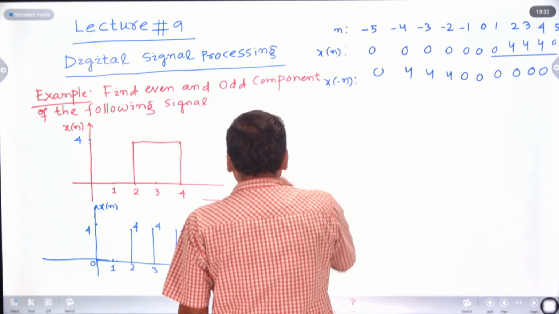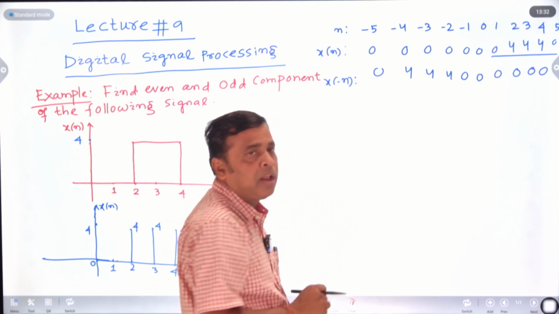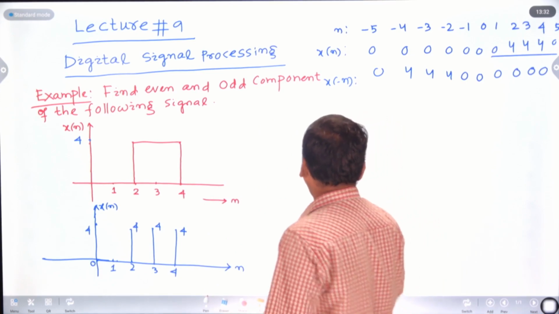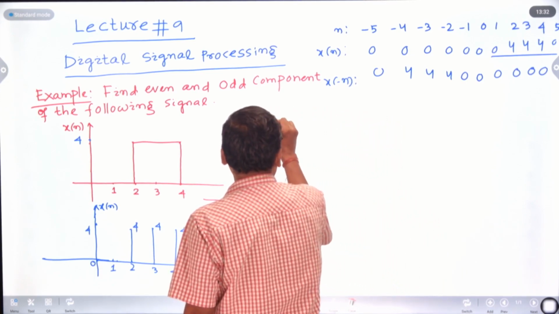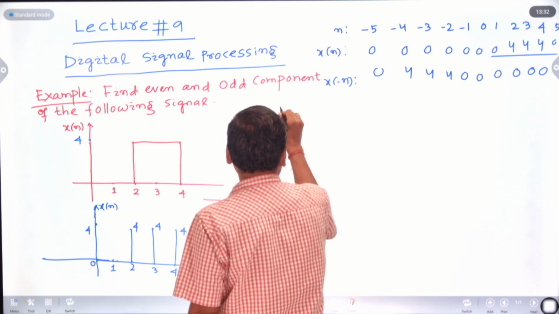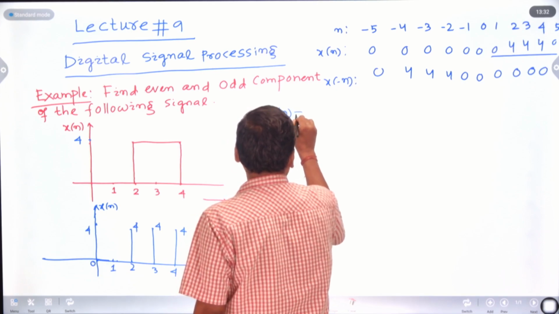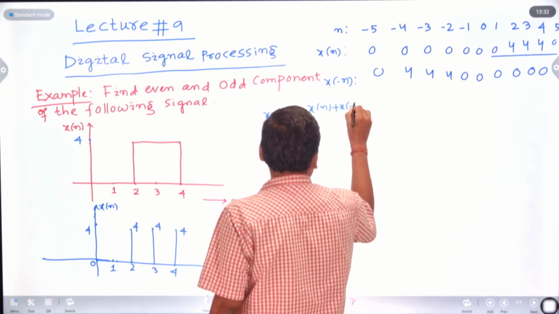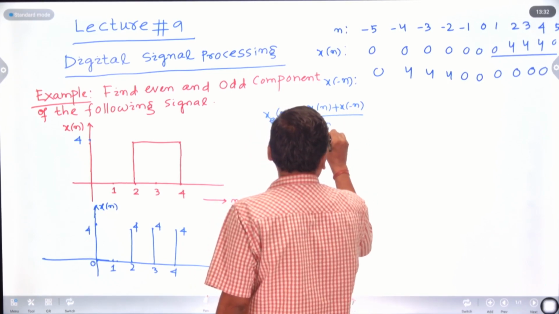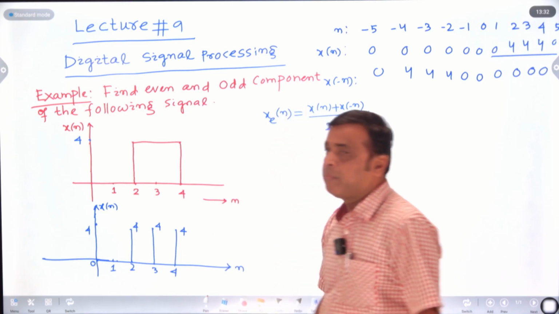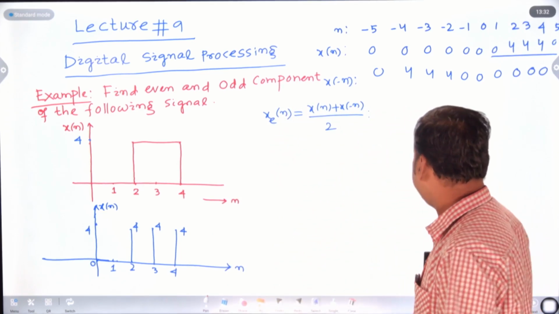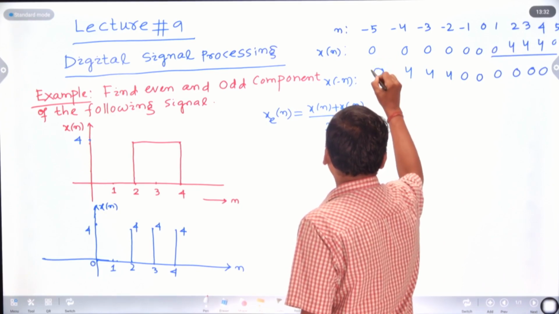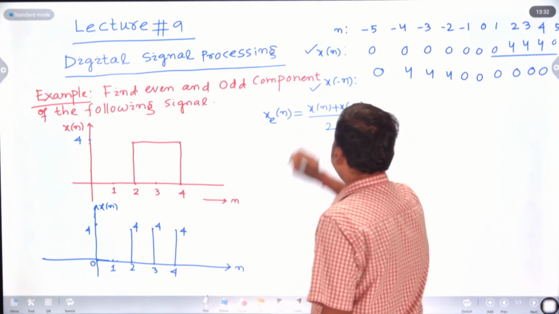Then what we'll do? We are going to calculate the even component of the signal. The even component of the signal, x e of n, I already derived in the previous class. x e of n is nothing but x of n plus x of minus n by 2. Simply, we just add this x of n and this x of minus n.